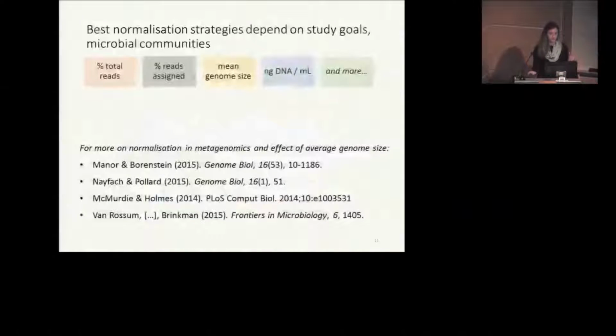So what is the best normalization strategy? As always, it depends. It depends on your study goals, and it depends on your microbial community. If you have a large variation in the percentage of reads assigned in your community, it's going to be quite important that you consider that when you normalize. And the same goes for mean genome size. If you're looking for biomarkers and you are not interested in them having a biological significance, maybe mean genome size is not such a big deal for you.